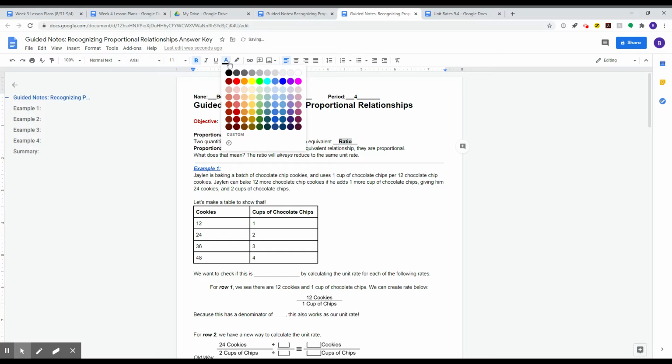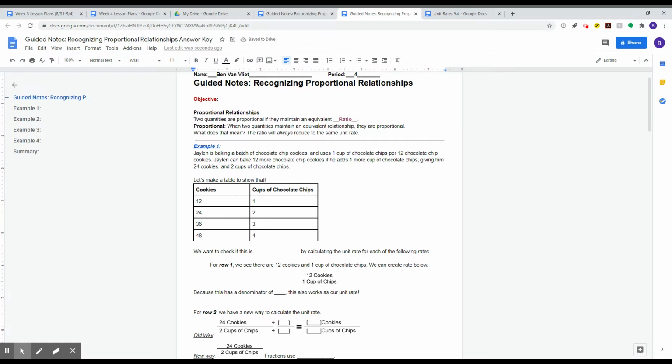Ratio. Remember, color these in because it makes it easier for me. It's fun, but it also makes it easier for me to grade. So when two quantities maintain an equivalent relationship, they are proportional. An equivalent relationship means that they will always reduce to the same rate and have the same ratio. So the ratio will always reduce to the same rate. When we say reduce, this word means it simplifies to the same rate.